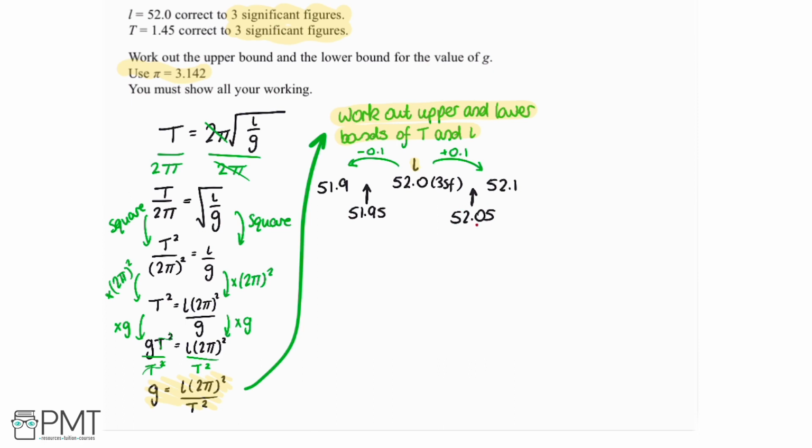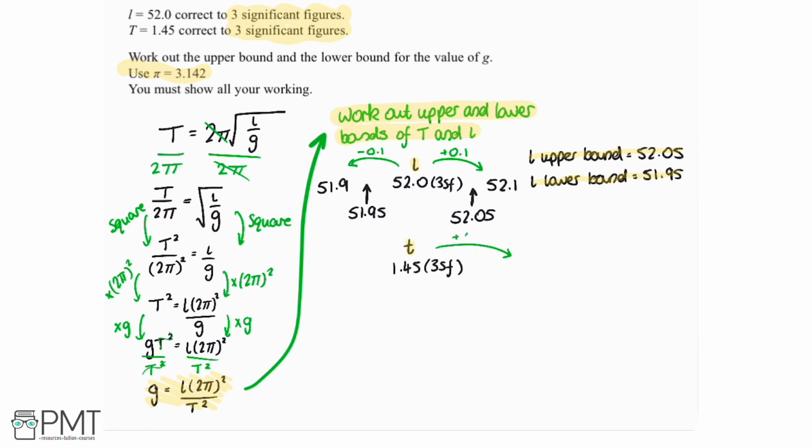And you can test this out. Pick any number between 52.05 and 51.95 and round it to 3 significant figures, and you should get 52.0. Pick any number less than 51.95 or any number greater than 52.05 and round it to 3 significant figures, and you won't get 52.0. Now we're going to do the exact same for T.